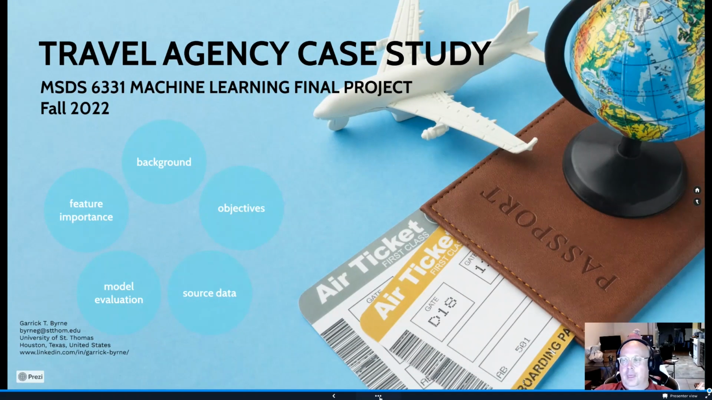To review, I discussed briefly the background and objectives of the project. We looked at the available source data. We created a number of machine learning models and chose the most suitable model. And finally, we discovered what variables were more important and which were less important. This concludes my prepared remarks.